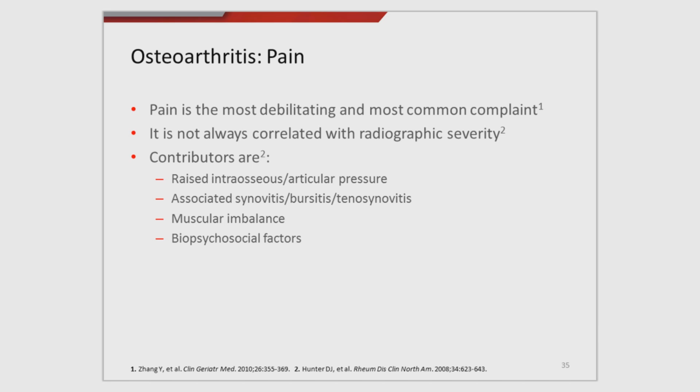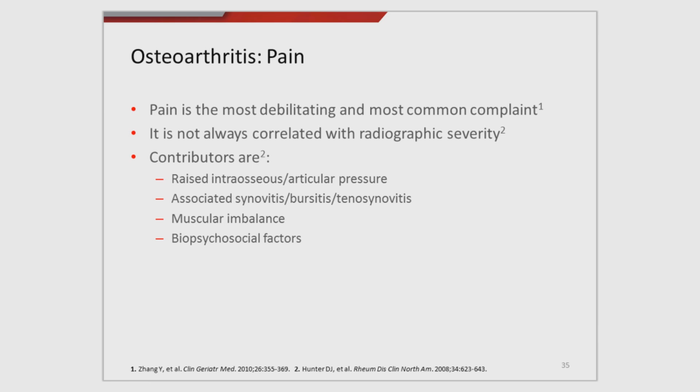If we look at contributors to pain, why do patients get pain? Well, you can have raised interosseous pressure or articular pressure because the synovial capsule may be expanded with joint fluid. We also see proliferative synovitis. So in osteoarthritis, even though we were taught it's not an inflammatory condition, we now know there is an element of inflammation. And so you see synovitis, bursitis, and sometimes tenosynovitis, which can be associated structurally around the joints.